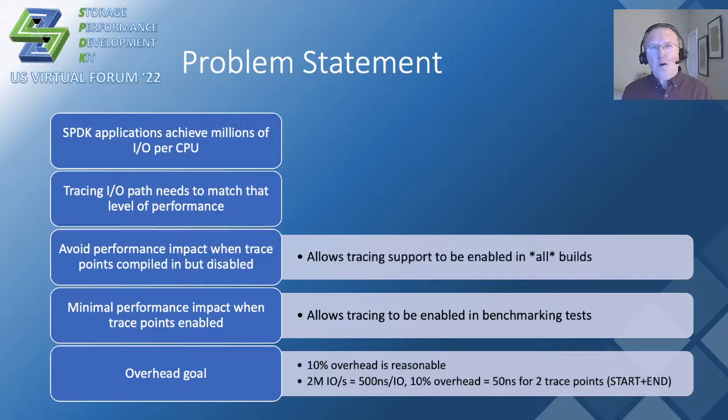When we work out the math, if you're doing, let's say, 2 million IOPs on a single core, it's about 500 nanoseconds per IO. If we have 10% overhead, that means we can't use more than 50 nanoseconds for 2 trace points. I say 2 trace points because typically when you're capturing these types of traces, you have 1 trace point for the start and 1 for the end. That's going to be our goal, and I'm going to show how we match up against that goal later.